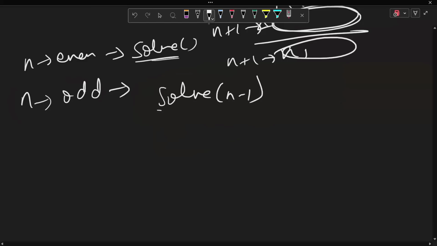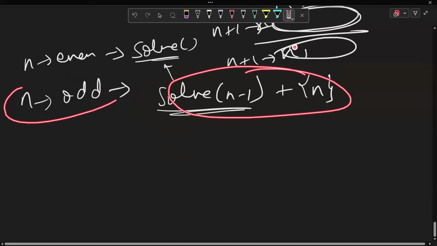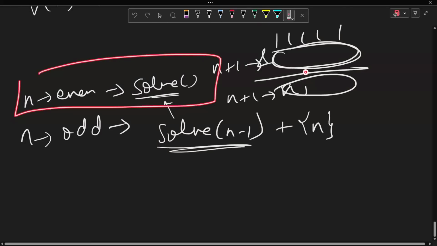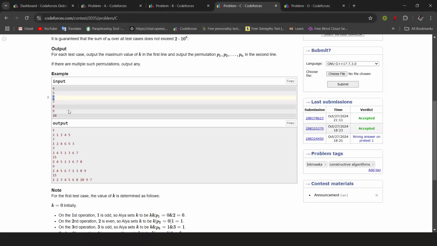For the odd case, whatever was the solution for n minus 1, which was even, through the above, just append an n to the end of that. That would be the answer for the odd case. I hope you understood this. Now let's try to solve this problem for the even case only. Let's look at n equal to 6. This was basically my answer.